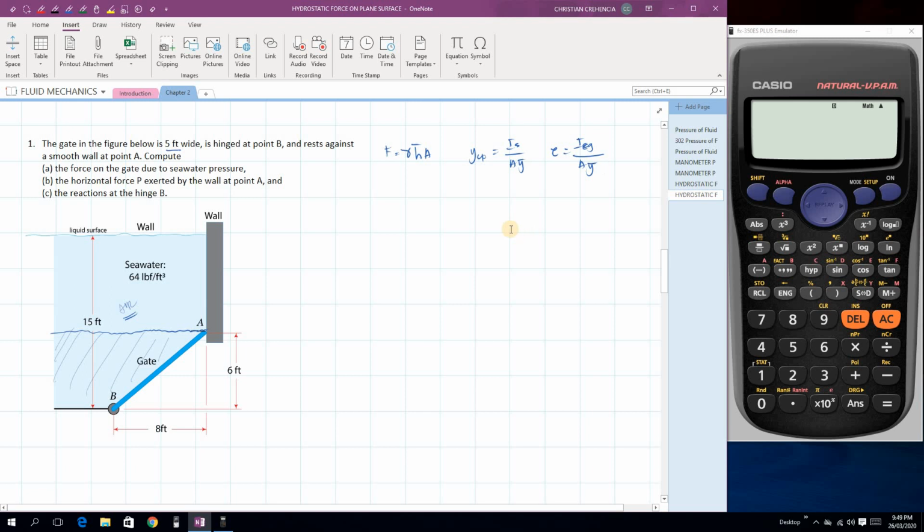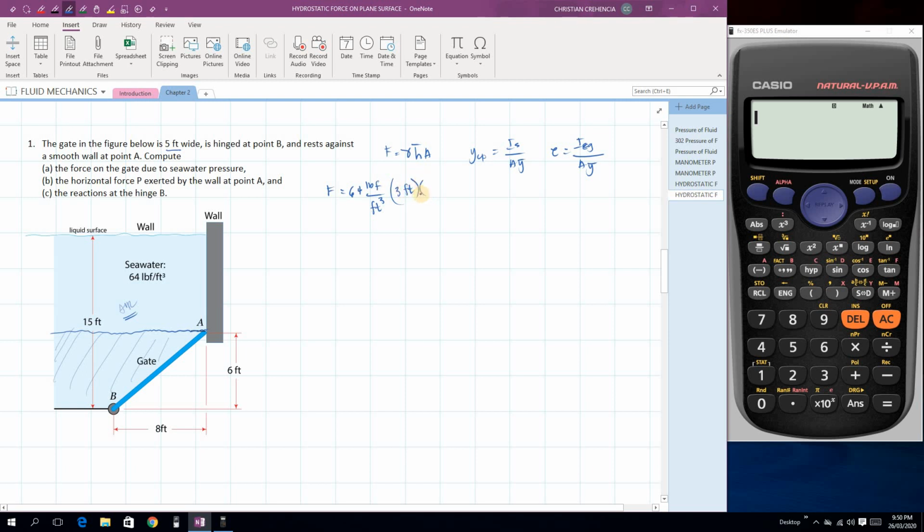Okay. So, una, yung force F. So, again, assuming na dito lang tayo sa liquid surface. Okay. So, yung force F is equal to 64 pound force per cubic foot multiplied by, so yan yung unit weight, gamma. H bar natin is, so kung ito lang yung liquid surface natin, so kalahati. So, that is 3 feet.